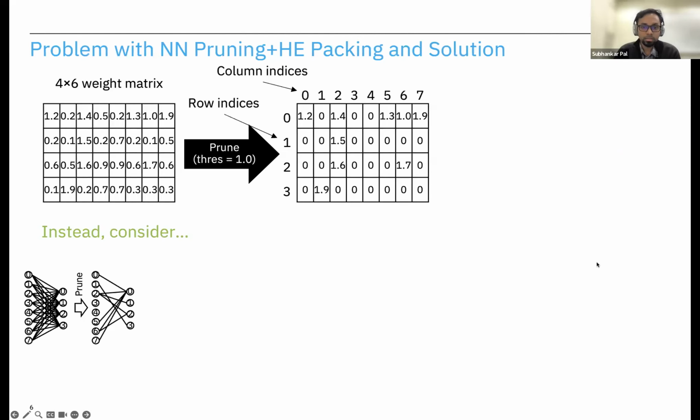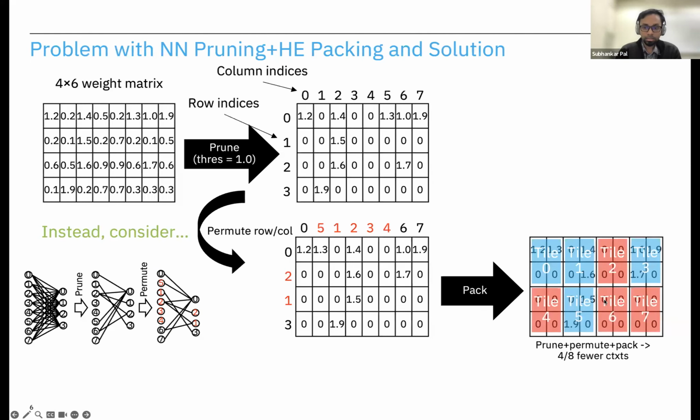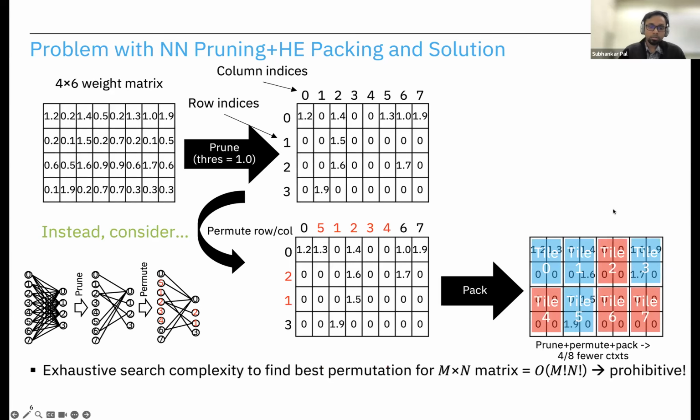Instead, consider that you don't pack after pruning. After pruning, you apply a step called permute. What you do is permute the rows and the columns in a certain way, shown using the row and column indices on the left and the top here. By doing this certain permutation followed by packing, we can increase the number of zero tiles significantly. So in this little example, by doing this particular permutation, we can get up to 4 out of 8 ciphertexts to be all zeros, and we can throw them away.